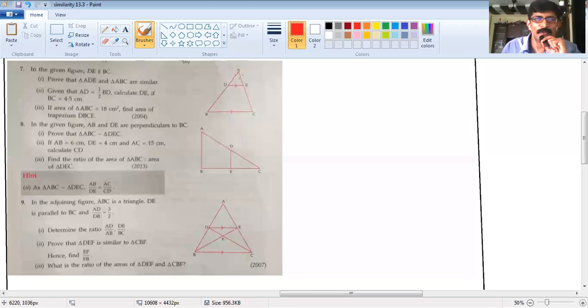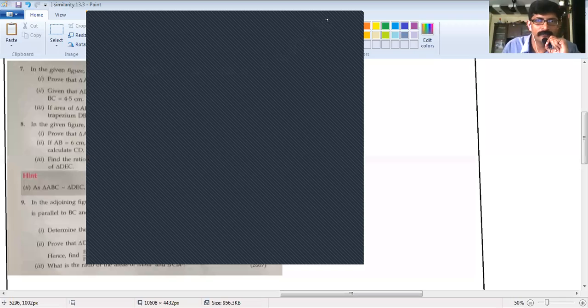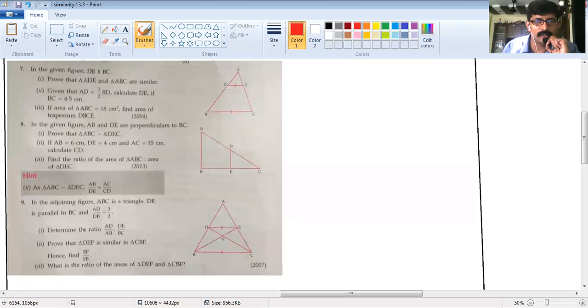So guys, we will do a little practice with these similarity sums. So let's see what this is. In the given figure, DE is parallel to BC. If DE is parallel to BC, prove that triangle ADE is similar to triangle ABC. It's very simple, students, isn't it? ADE is similar to triangle ABC.